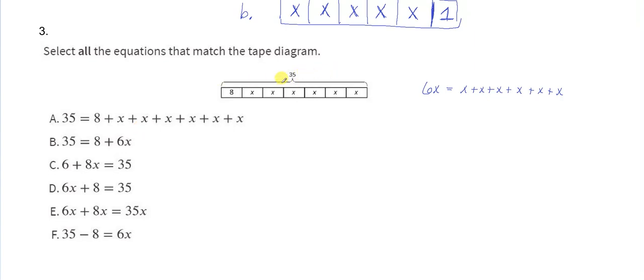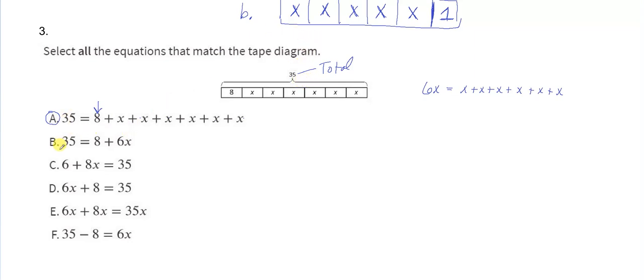And we know that we have a total of 35. So we're looking for 35 kind of being part of the equation, obviously. Alright, so a total of 35 is equal to 1x plus 1, 2, 3, 4, 5, 6 x's. That's good. I mean, that's exactly what's happening. I mean, it doesn't get more exact than that.